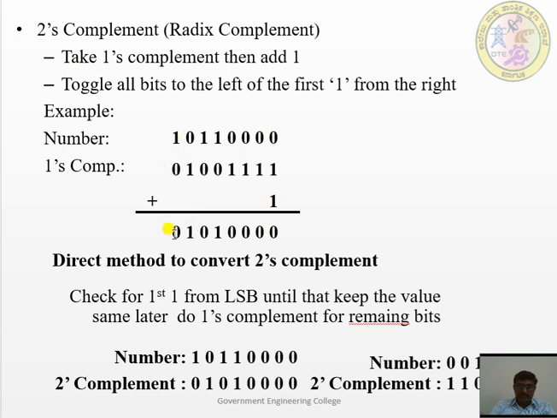So this one is the 2's complement method. We can just cross check with the previous method also. Or else, what is the next procedure for the conversion of 2's complement?